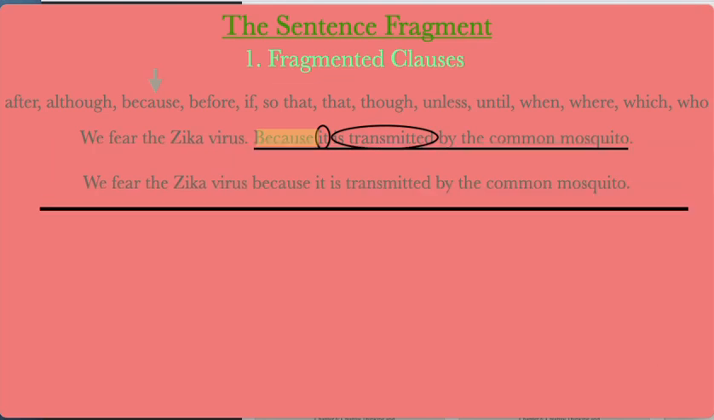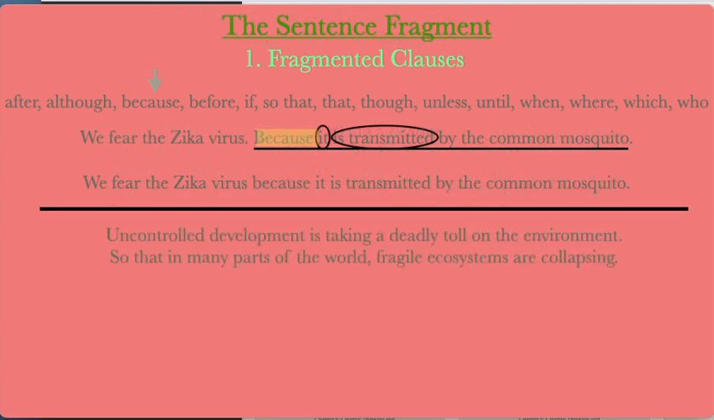As we see with this example, sometimes a fragmented clause can't be attached to a nearby sentence. Our fragmented clause here is the second part. Uncontrolled development is taking a deadly toll on the environment, so that in many parts of the world, fragile ecosystems are collapsing. Here's our second part. That's the fragmented clause. It starts with so that. Well, we know that's not going to be a complete sentence, don't we? Notice that the opening words, so that, are seen in our list above.